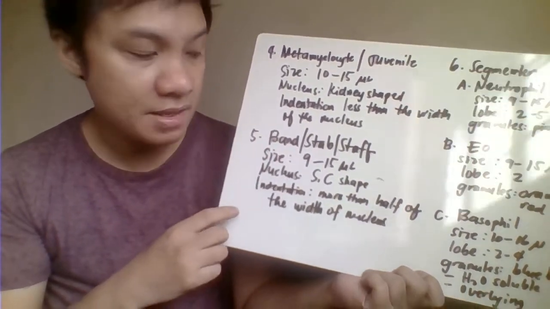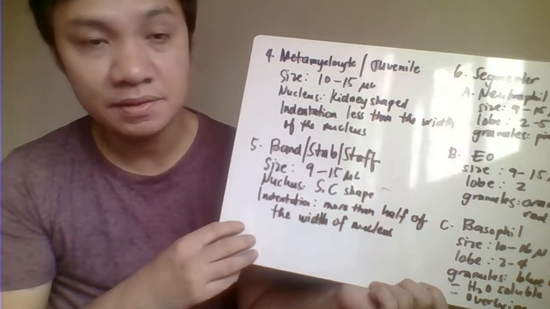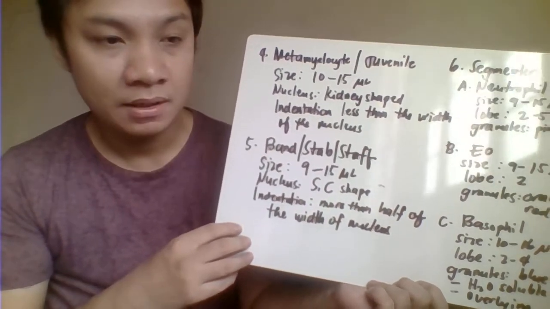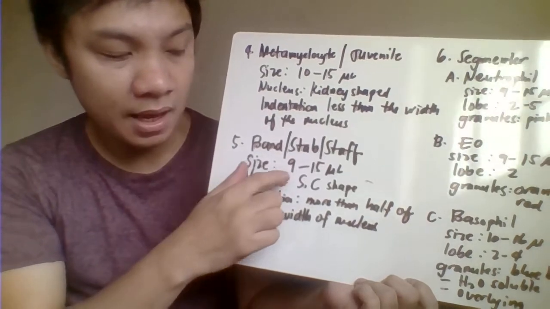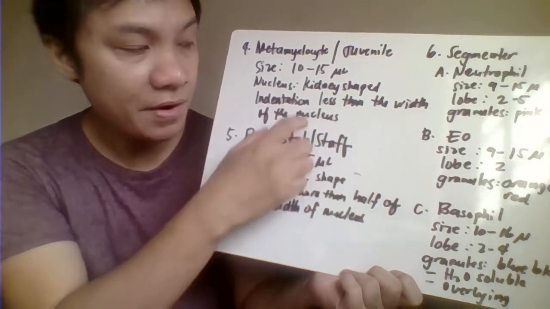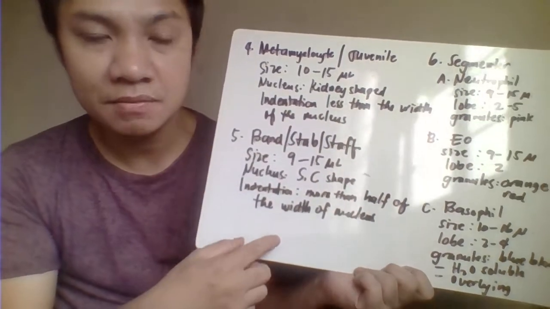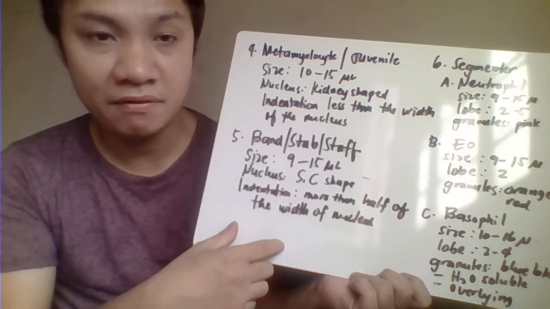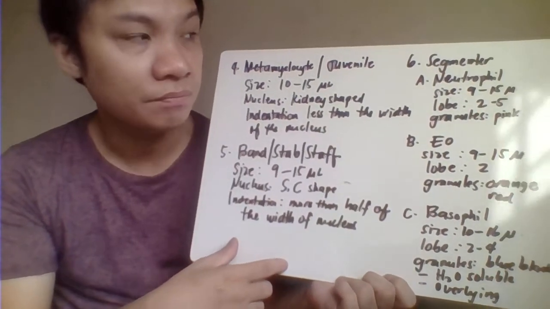The next one is the band or the stab. That's 9 to 15 micrometers in diameter, and the nucleus is S or C shaped. They differ from the previous one because the indentation of the nucleus here occupies almost half of the width of the nucleus.